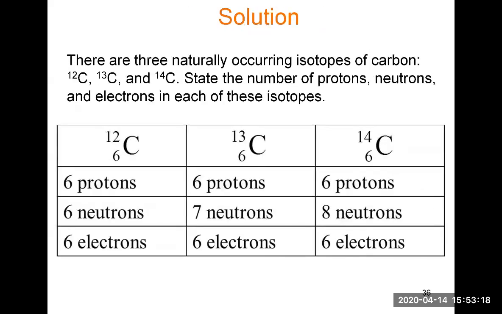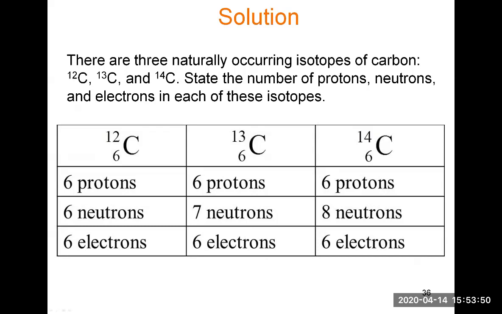Let's go over the answer. Carbon 12, the first one to the left, has 6 protons because, as the isotope symbol says in the lower left corner, the atomic number is 6. You can look at the periodic table and confirm that. So 6 protons, it's neutral, so it has 6 electrons. And to obtain the number of neutrons, you do 12 minus 6, and it's also 6 neutrons.